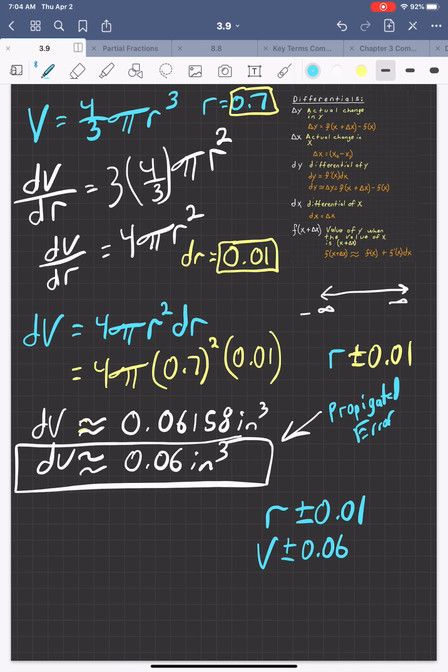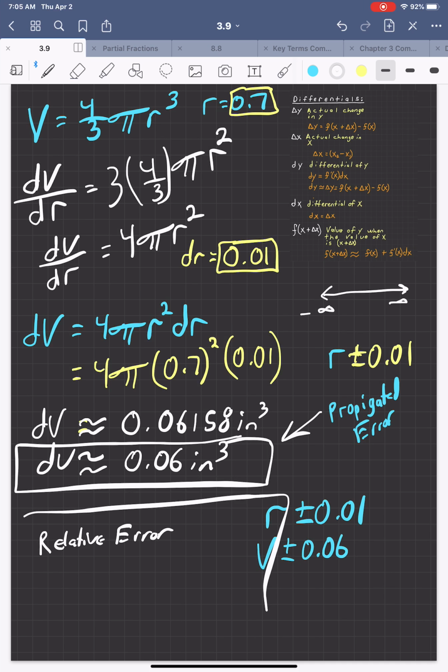Now, a lot of times, I just read the question. They never asked for the relative error. So that's the propagated error. If you run into a scenario where you're asked to find the relative error, it's hard to understand all these tiny decimals. So what we do is we turn them into percentages so we can understand the type of errors that we're dealing with.